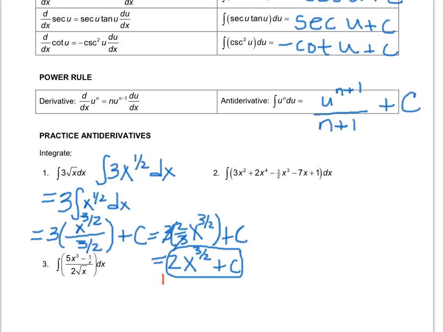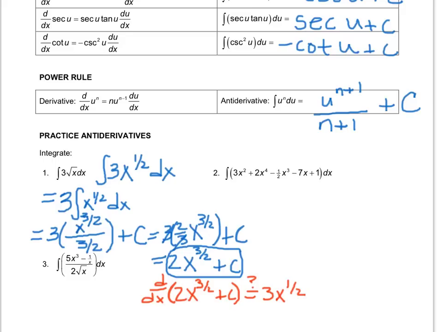The check for this is if you take the derivative of 2x to the 3/2 plus c, you want to ask yourself, do you get back to the integrand? And the integrand was 3x to the 1/2. Well, think about it. When you apply the power rule, you would bring the 3/2 down to the front times x to the 1/2. The 3/2, the 2's would cancel, and you'd have 3x to the 1/2. And that's exactly what we had as our integrand. So yay, it works.